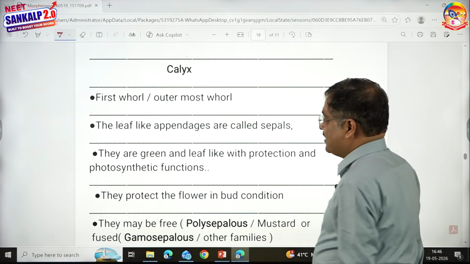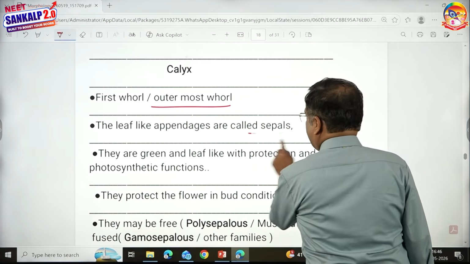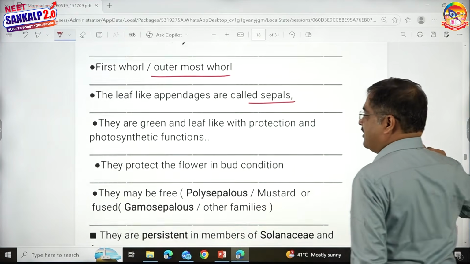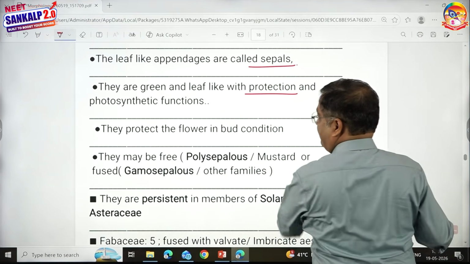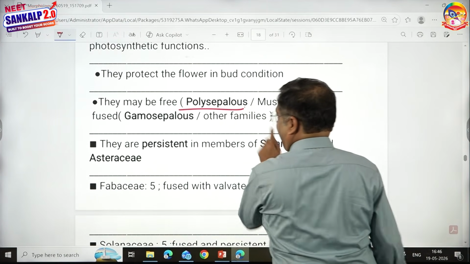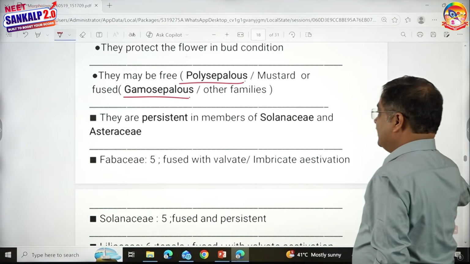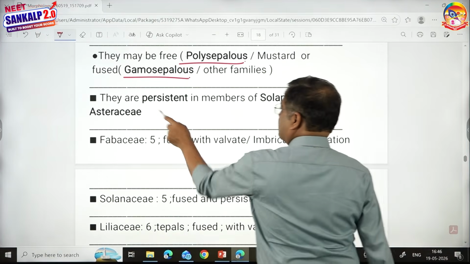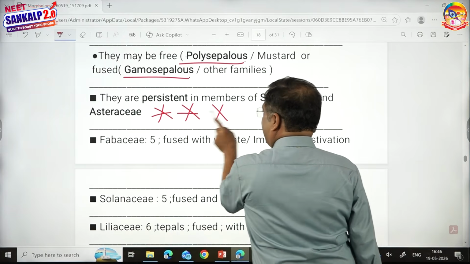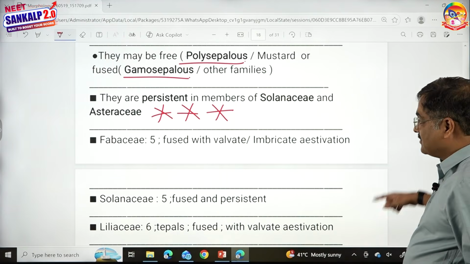Let's do calyx, children. The first whorl is the outermost whorl. The leaf-like appendages are called sepals. They're green in color. They protect the flower in bud condition. They may be free, then polysepalous. If they are fused, gamosepalous. They are persistent. This point is important. They are persistent in the members of Solanaceae and Asteraceae. In Asteraceae, they form pappus.